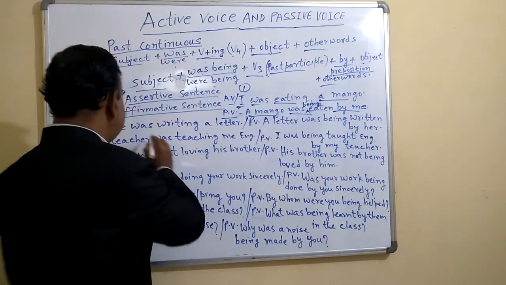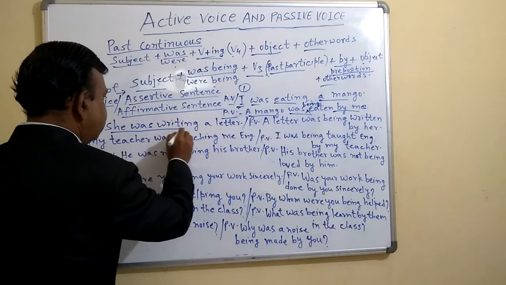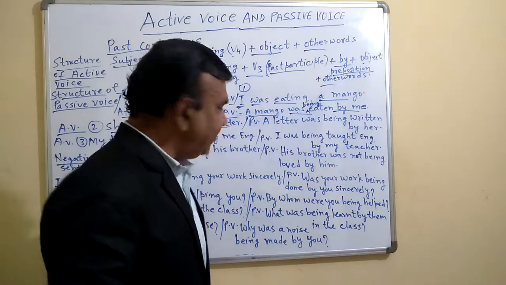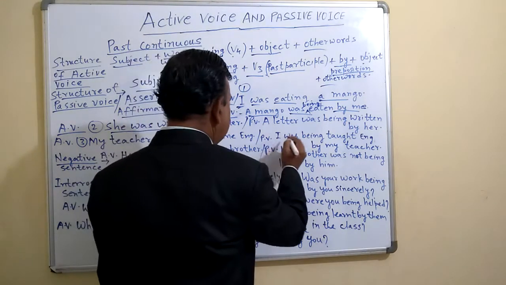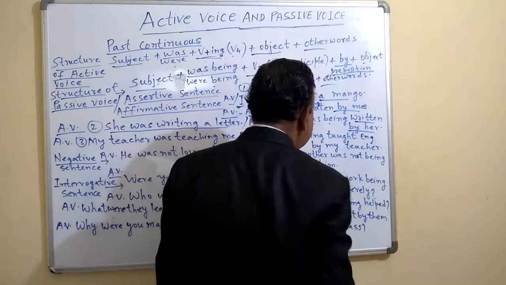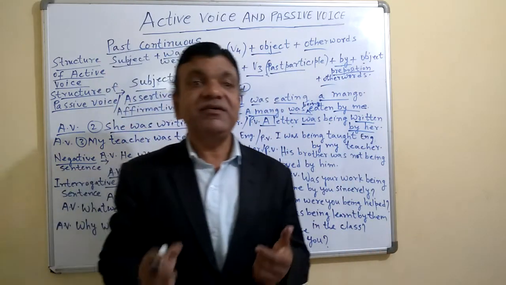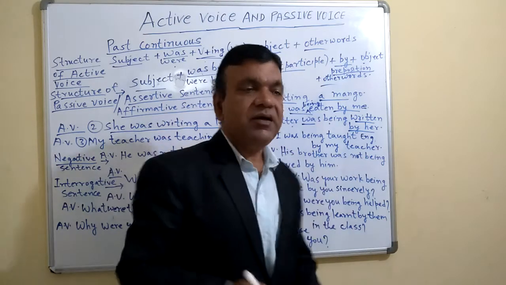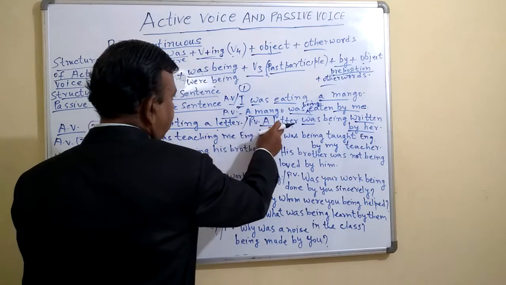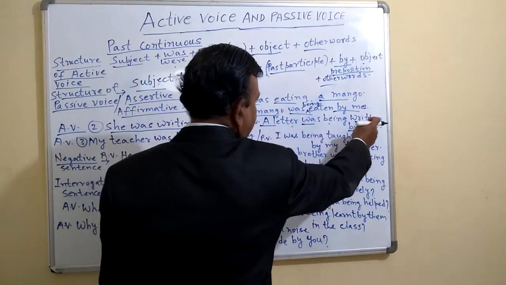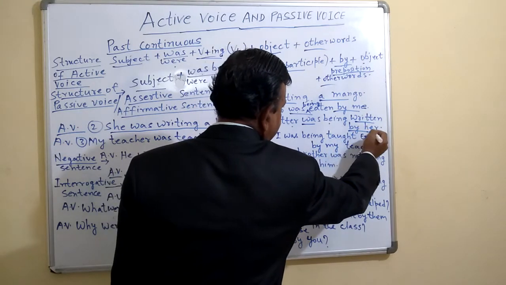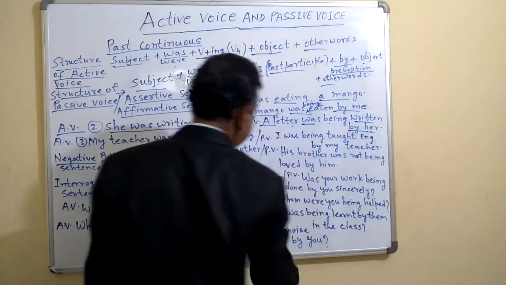Now you see another example. She was writing a letter. How will you change? A letter was being written by her. Here, this letter is the object here, was being, and third form of write is write, wrote, written. So written, and she changes to her here.